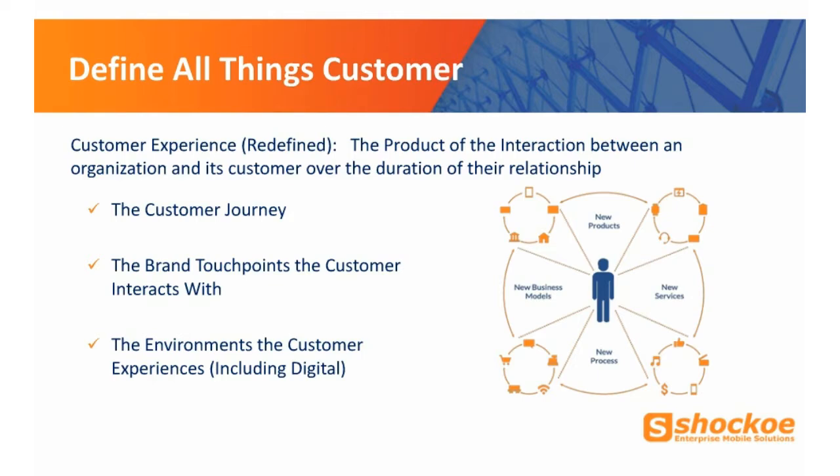Employees or partners are sometimes overlooked as a user or a customer of technology. So when we define customers here at Shockoe, we define them in three ways. One, what is that customer journey the customer is going through? The different touch points that the customer will interact with, and the environments that customer will experience. All of these things are essential to understand when building an API portfolio. It will help you and your customers, as well as the entire IT and development team, understand how to build that portfolio and create an adequate strategy for that.